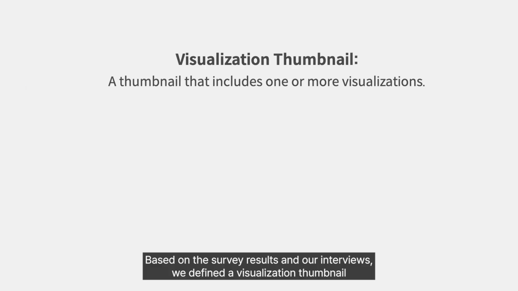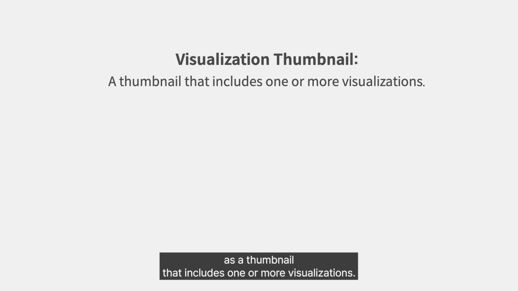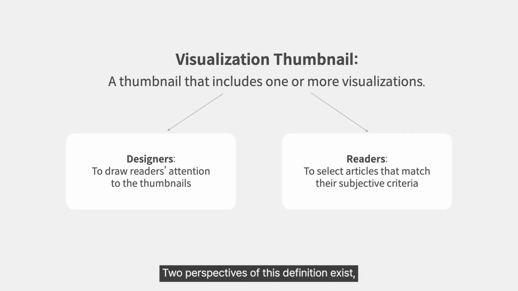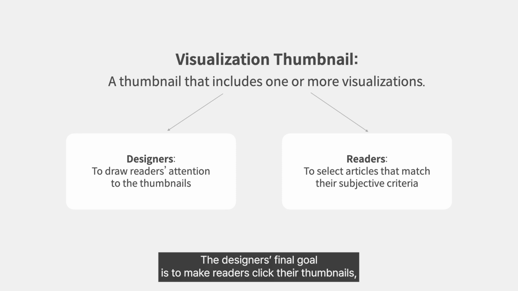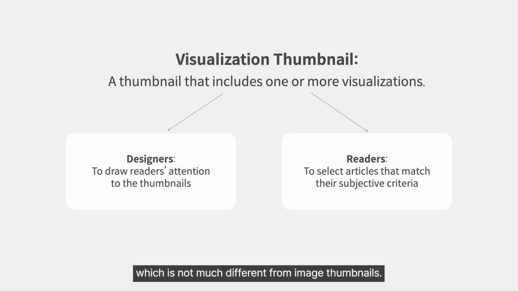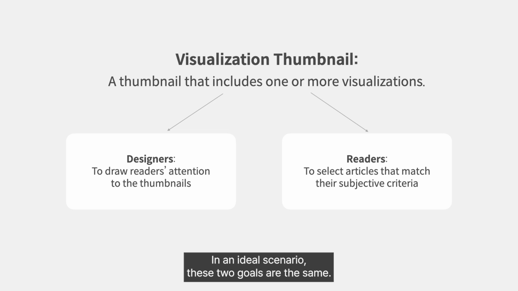Based on the survey results and our interviews, we defined a visualization thumbnail as a thumbnail that includes one or more visualizations. 2 perspectives of this definition exist, and each leads to different thumbnail design goals. The designer's final goal is to make readers click their thumbnails, which is not much different from image thumbnails. However, for readers, their goal is to select the best matching article for their interest. In an ideal scenario, these 2 goals are the same.